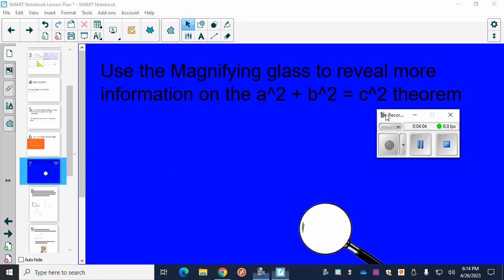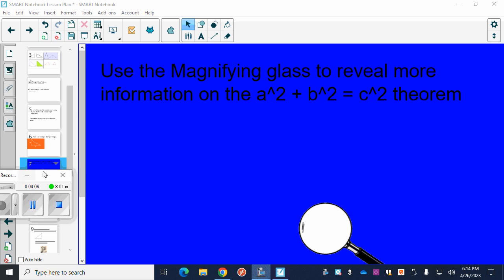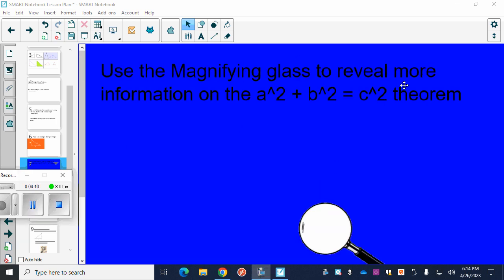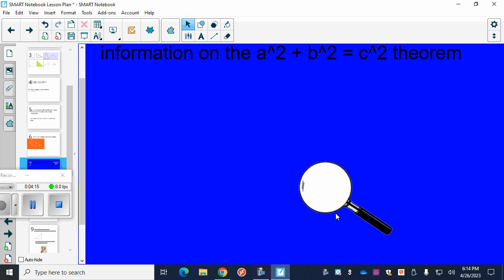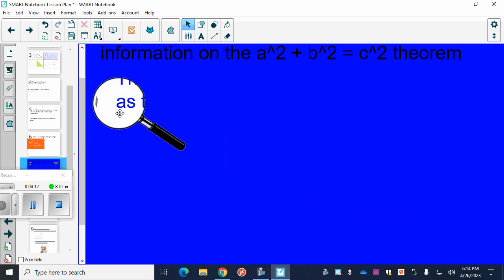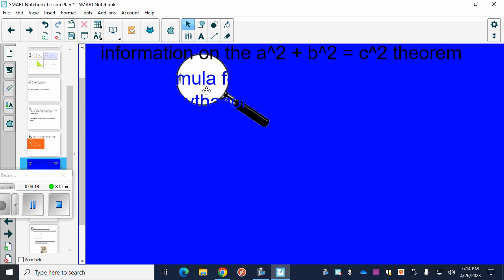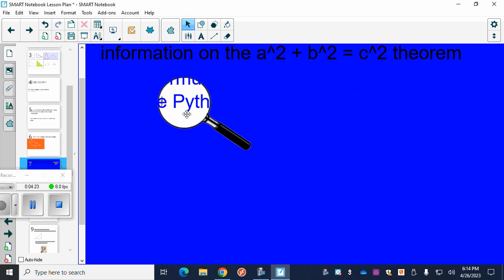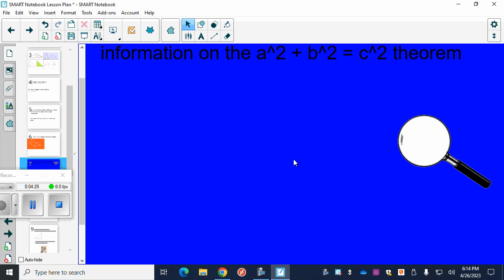Now we have a magnifying glass. So, I wonder what we can do with the magnifying glass. Well, it says use the magnifying glass to reveal more information about the a squared plus b squared equals c squared theorem. Okay, well, what if I move this magnifying glass? The formula for a right triangle is also known as the Pythagorean theorem.